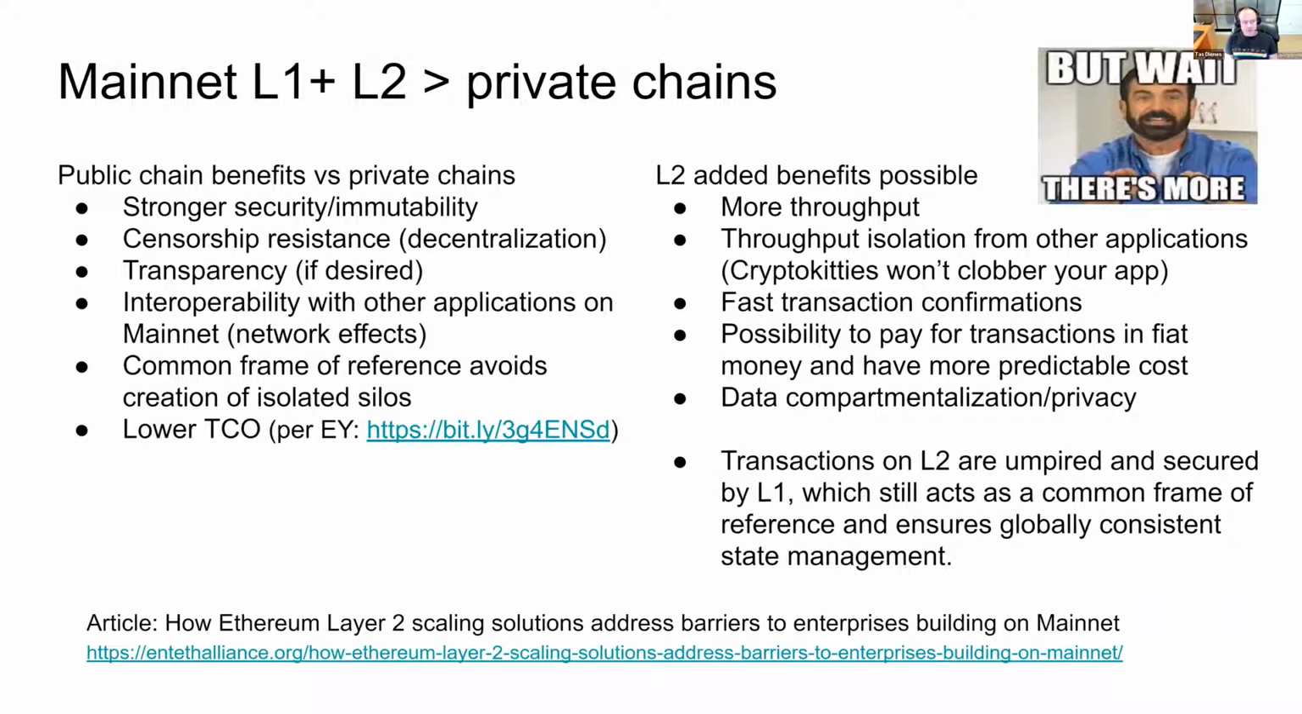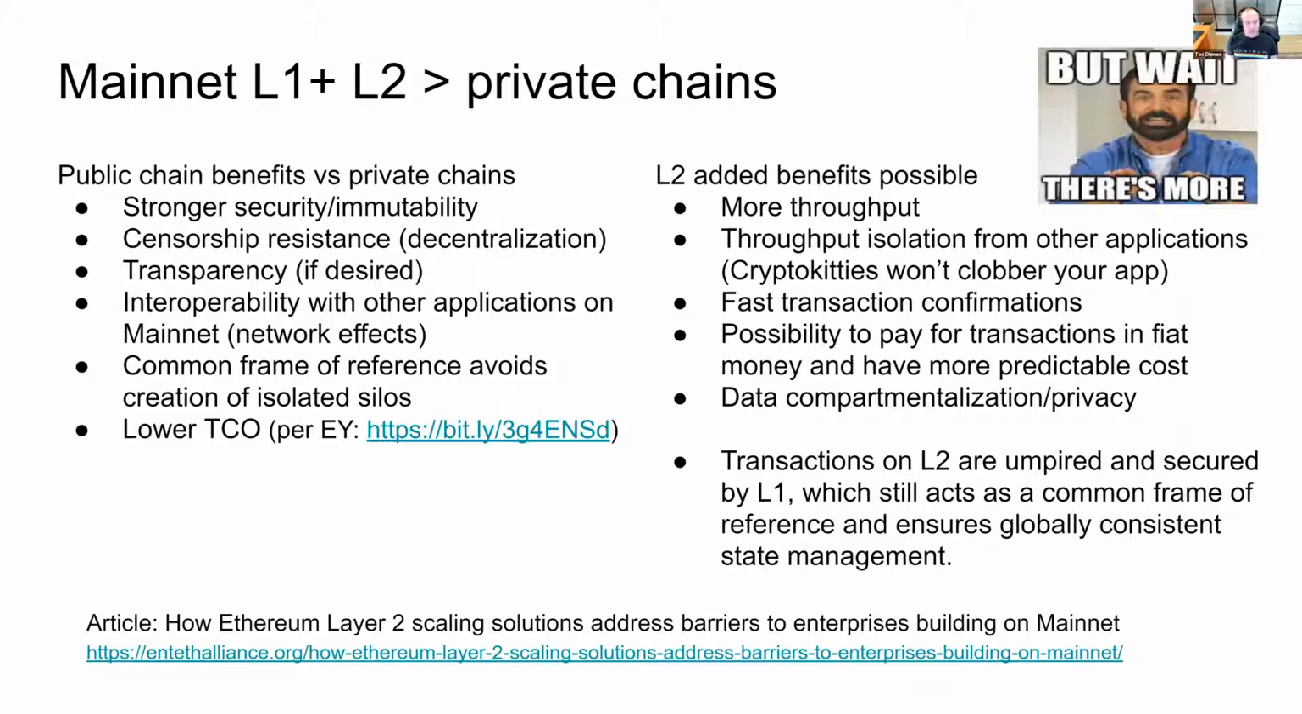So if we look at private versus public chains, a lot of enterprise applications up until now have been developed on private chains, and oftentimes for pretty good reasons. For example, scalability wasn't there on public chains. Privacy is a concern, so whatever data you put on a public chain is available to anybody, and that's often not desirable for enterprise applications.